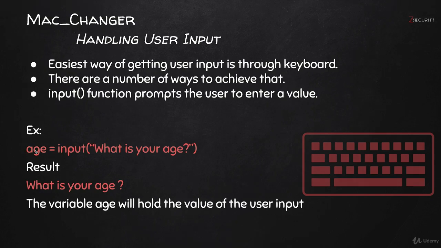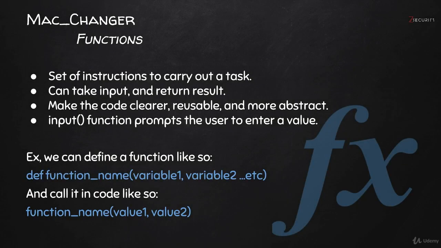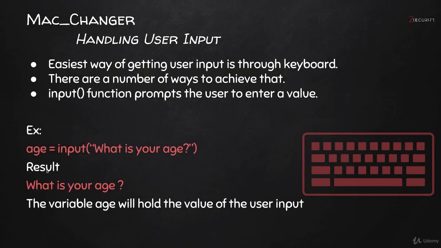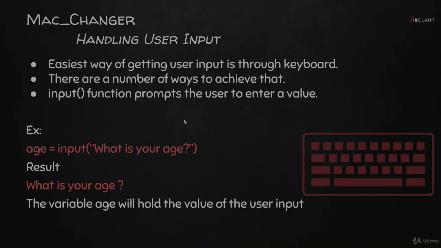So what we mean by a function is it's a set of instructions that carry out a certain task. Like we've seen before, it can take an input. So for example, again here, the input or the raw input takes a string as input and displays it on screen. And it can return a value. And again, we've seen that this returns the value of whatever the person enters using their keyboard.